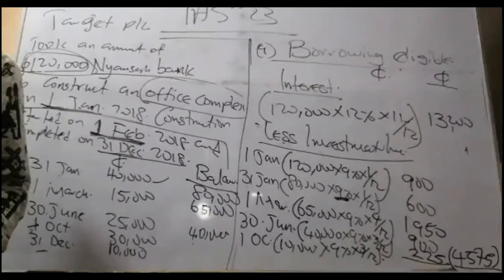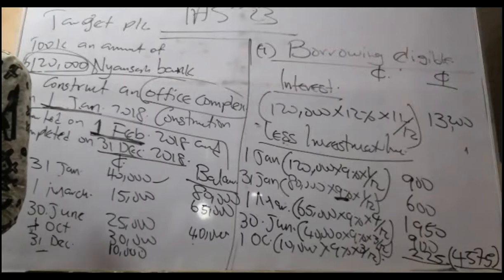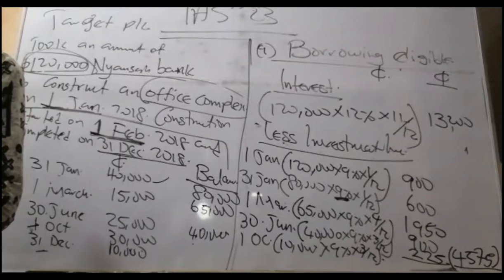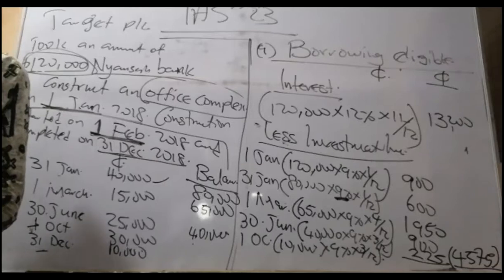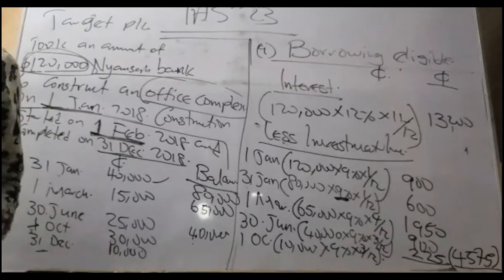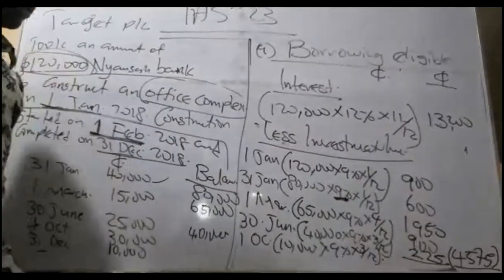Now, what will be the borrowing cost eligible for capitalization? The borrowing cost eligible for what? Capitalization. And then we are done. So the borrowing cost eligible for capitalization will be 8,625. That means we pick this figure from where? The 13,200. Then we are done.